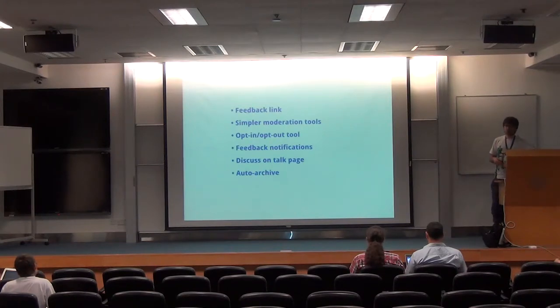Regarding the discussion talk page, this is about continuing the conversation, because this is a quick suggestion process, but sometimes more information is needed, so we provide options for continuing this conversation on the talk page, which in the initial version was kind of isolated from the product. And auto-archive is also intended to save people time. If many editors went through some piece of feedback and they did not consider it useful, if a lot of time passes, we remove it from the list and archive it.